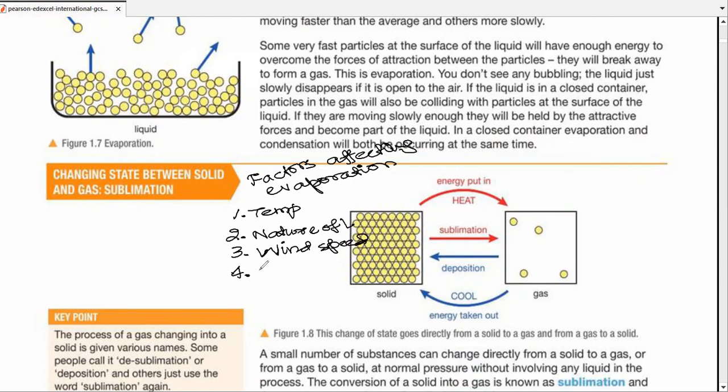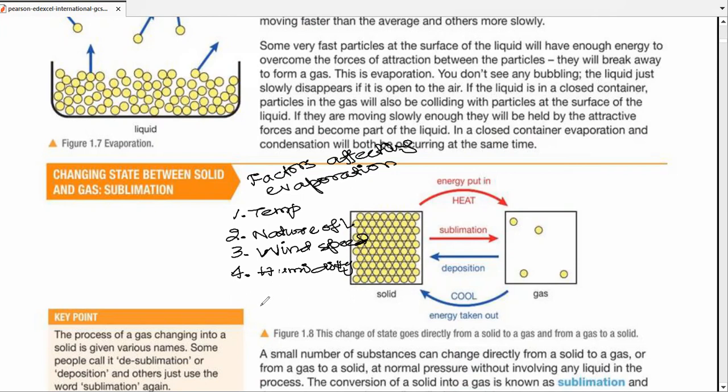Now, the next up would be humidity. Not all the days around the year are similar, and not all the regions around the world are similar. Sometimes we have more water vapors in the area or in the atmosphere. We call it a humid atmosphere. Now, humid means it contains a lot of water vapors already.